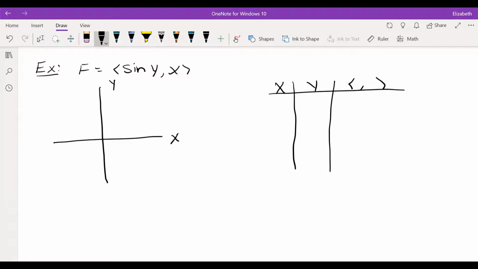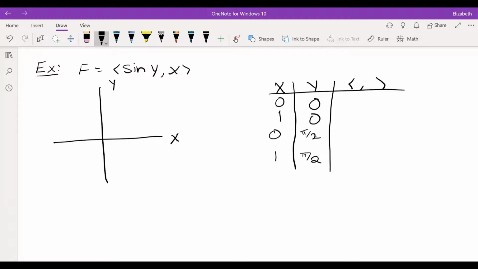All right, so let's look at the points 0, 0. We can do 1, 0, 0. And then I'm actually going to use pi over 2 for my y coordinate because I'm looking at sine. And then 1, let's do pi over 2 again.